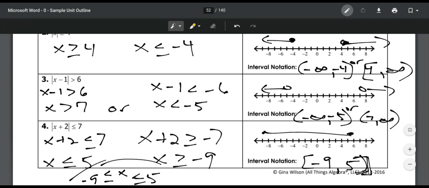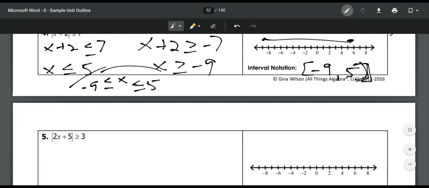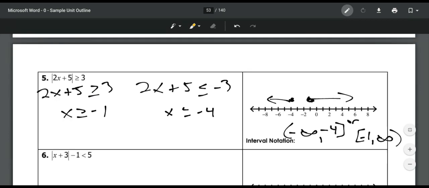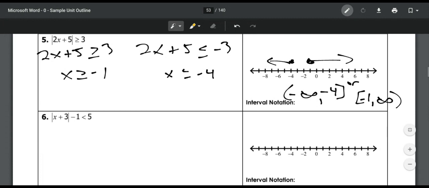Okay, when we go on to the back, you should be able to do number 5 also. So pause it and do it. Okay, if you look at number 5, see if you got the same. And then number 6, first we have to get the absolute value isolated.